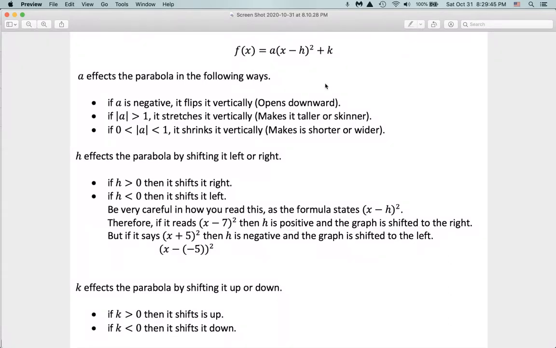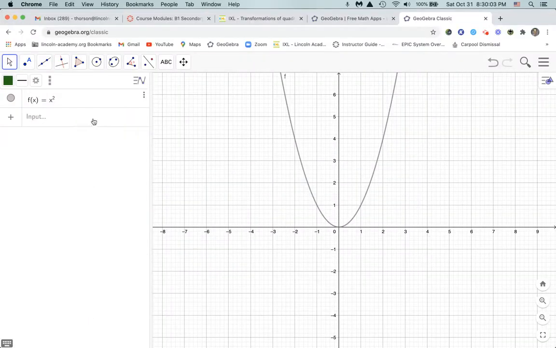Let's start with the k and say, all right, k down here at the bottom, k affects the parabola by shifting it up or down. It's very simple. If k is positive, then it shifts it up. If k is negative, it shifts it down. Now remember, this is a plus k, it's after the squared. So let's go back to the graph and let's find that out. I'm going to do a new function. I'm going to do g of x, and I'm still going to do my x squared, but this time I'm going to add or subtract after the fact.